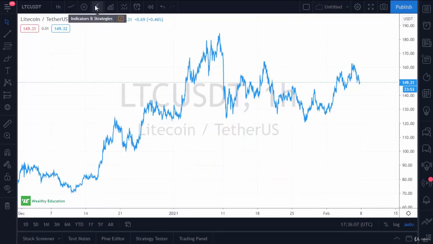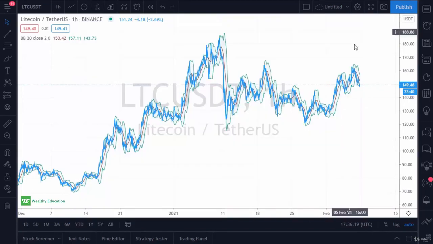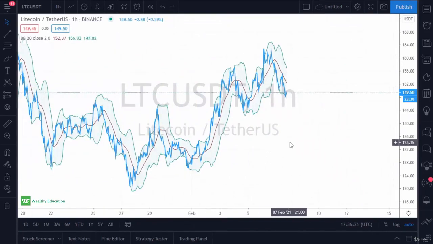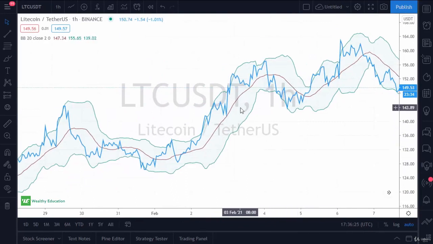There are multiple different strategies though. So come up here to the indicators and strategies button, and on the built-ins, it's actually right away. You can see Bollinger Bands. You click on that, and let me go ahead and zoom in a little bit. You'll notice that at least on TradingView, it is filled in. Sometimes it'll just be 3 lines, and you can change it to that if you would like. That's fine.